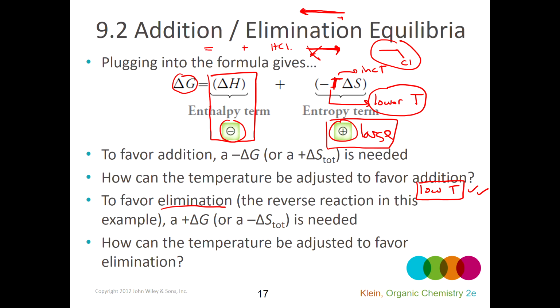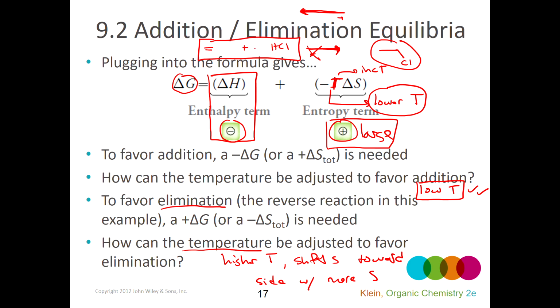So a higher temperature will always shift the equilibrium toward the side with more entropy, due to the way this equation works out. And so that's an advantage for me. If I want to do the elimination and get the alkene, the side with more entropy, all I have to do is increase the temperature.